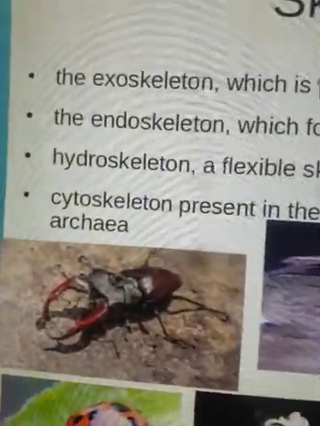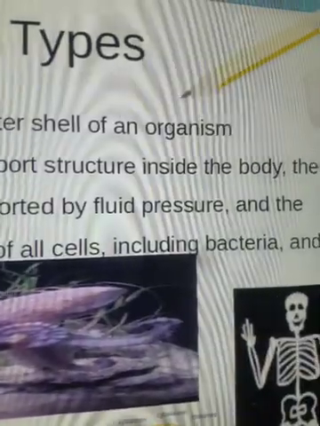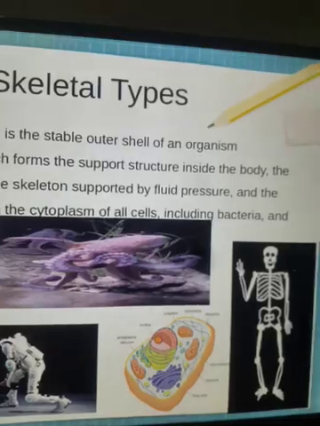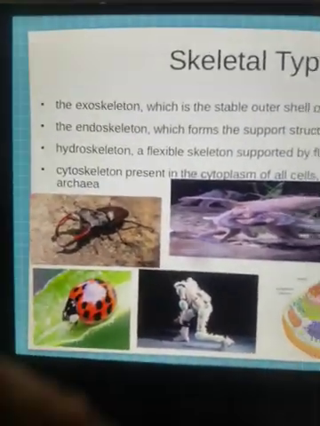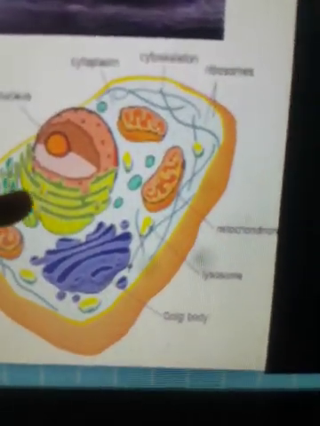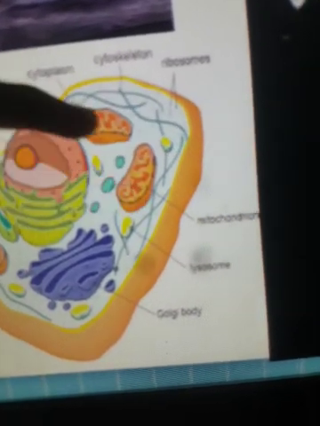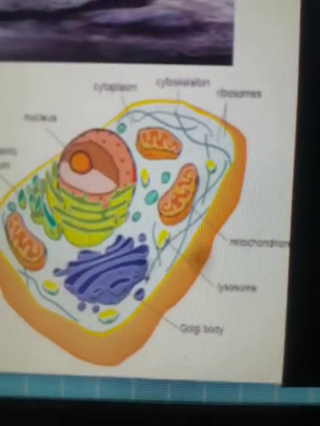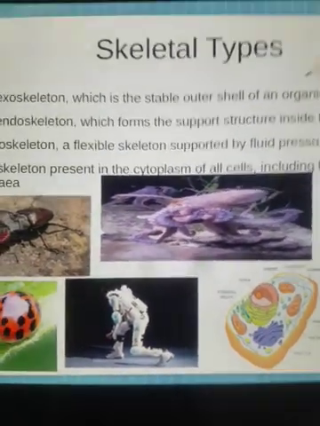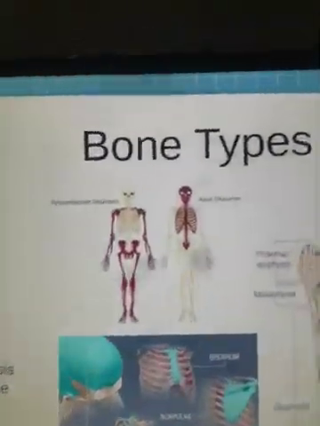And the last one, in every cell we have the cytoskeleton, which is present in the cytoplasm, including bacteria and archaea. Here, as you can see, we can see the nucleus, the reticulum, and here is the cytoskeleton. These kind of straws, they are the cytoskeletons. So these are the main types of skeletons, right?